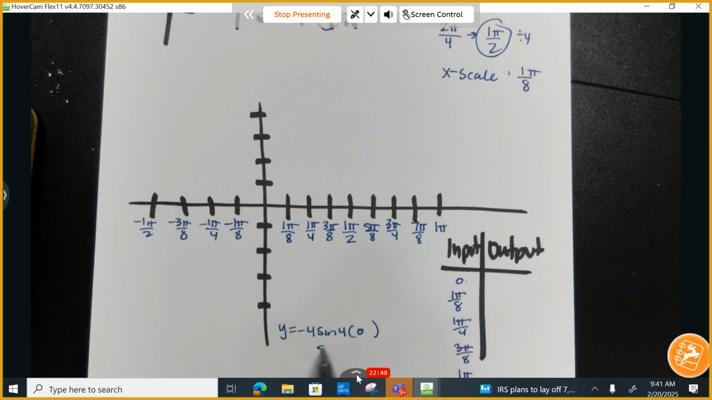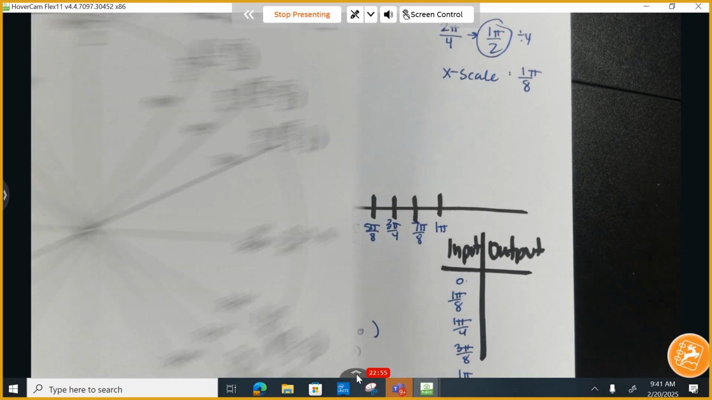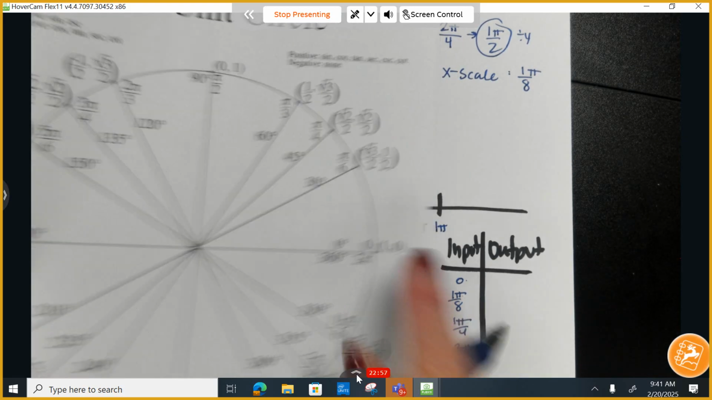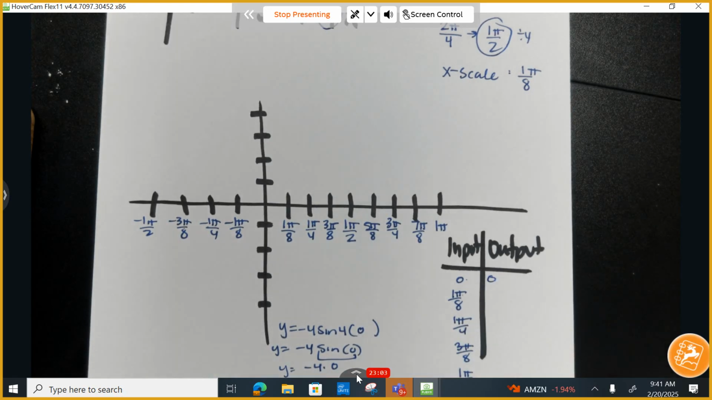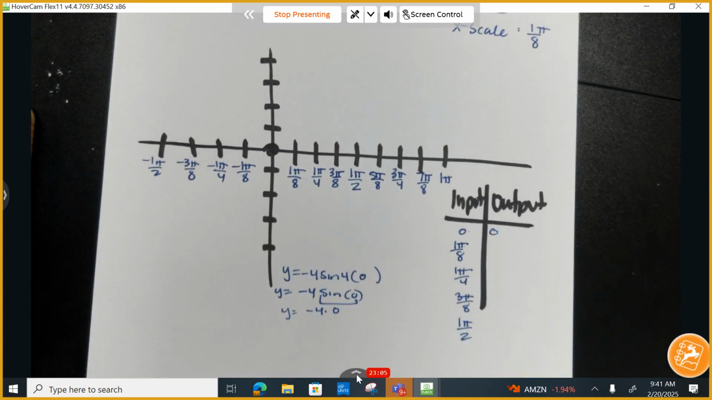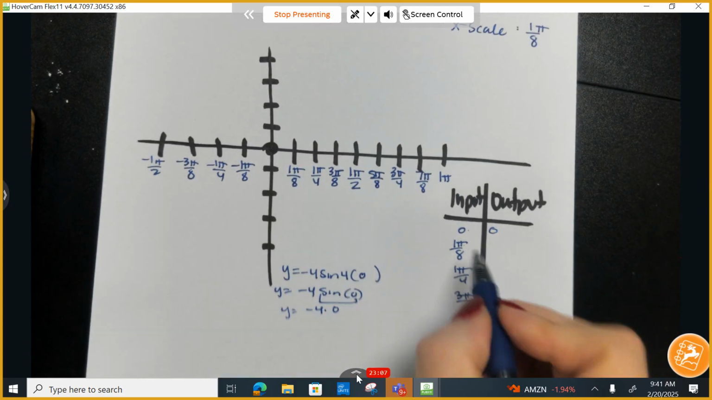4 times 0 is 0. And so I'm going to look on my unit circle and identify 0, and then look, what is the sine? Here's 0, the sine is 0. This portion equals 0, and I know -4 times 0 is 0. Okay, I'm going to go on to the next input value.